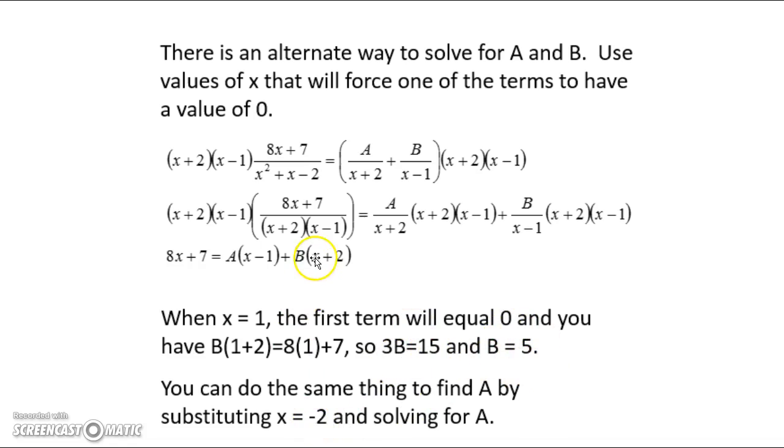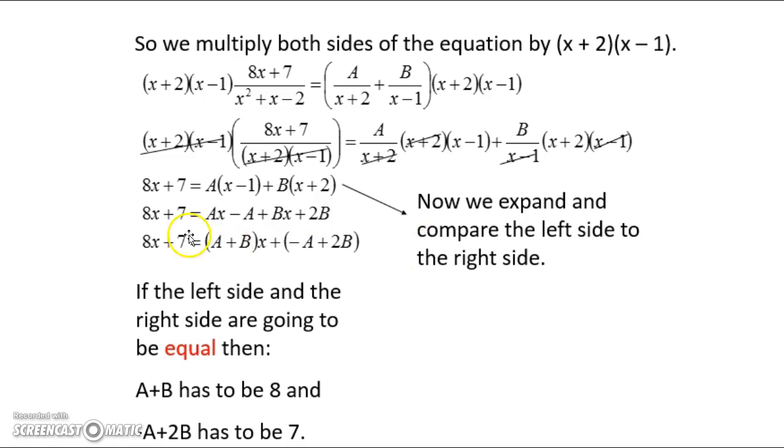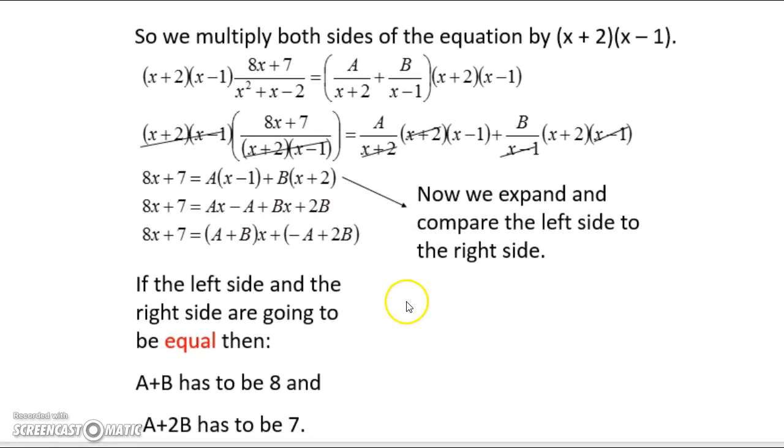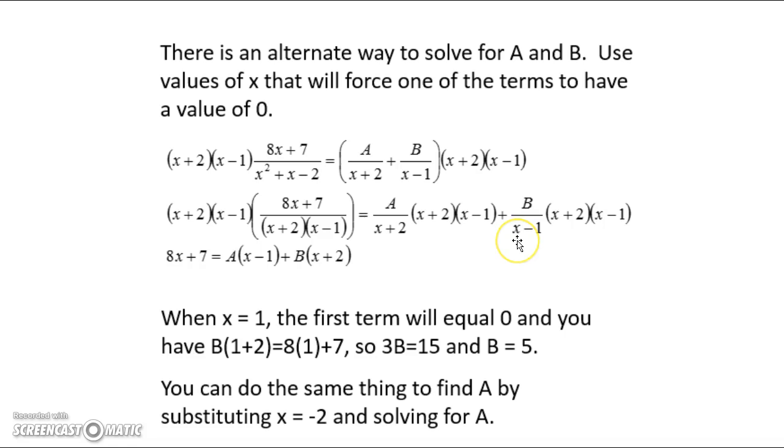Then I go back and substitute x equals negative 2 all the way through. So negative 16 plus 7 is negative 9. Negative 3A equals negative 9, so A would equal 3. So I still wind up with 3 and 5. It's just a little more straightforward and a little easier to me than putting it in this form and then doing the systems of equations thing.